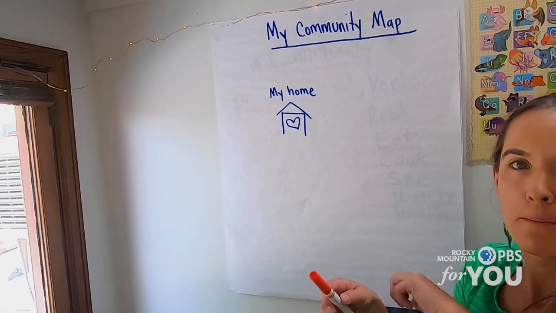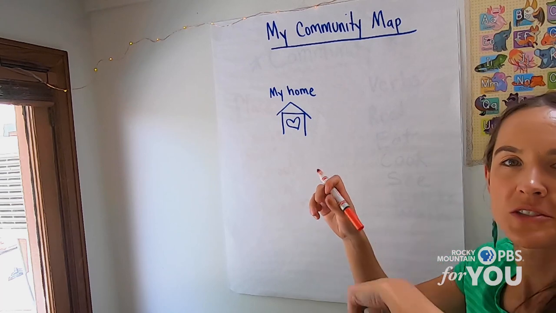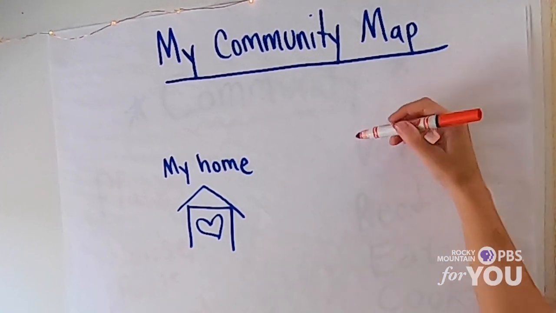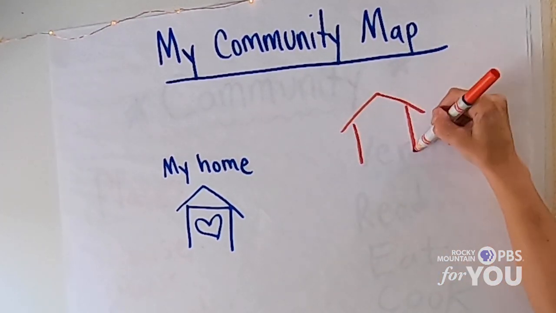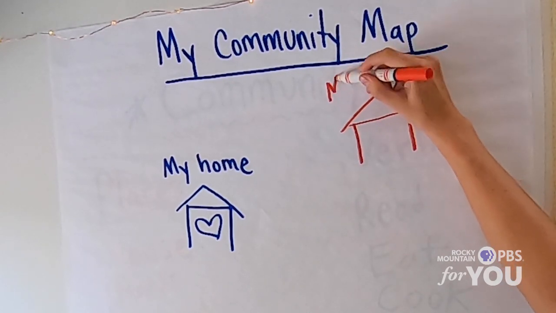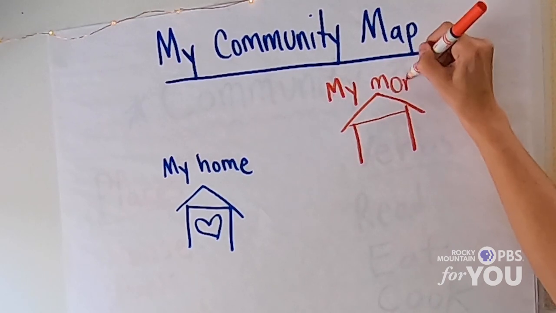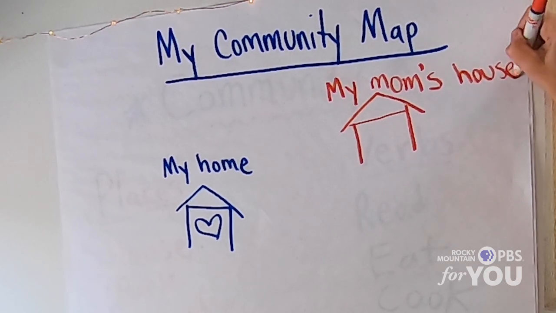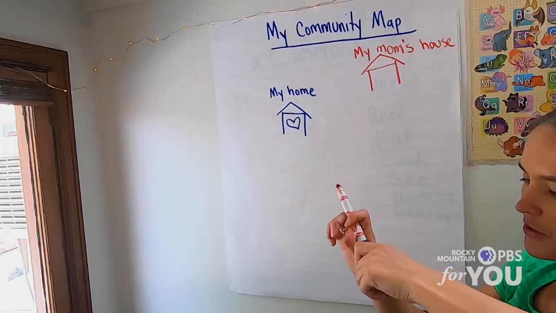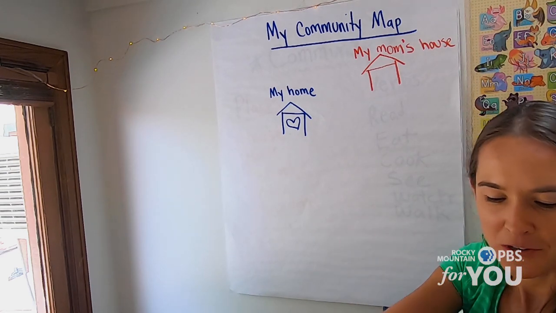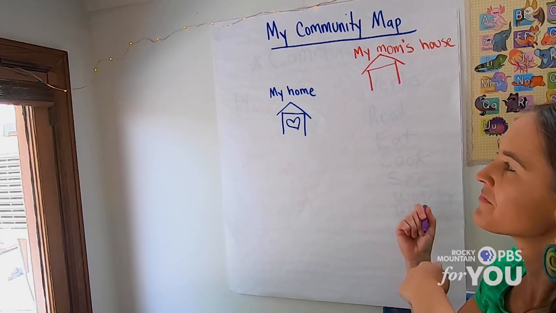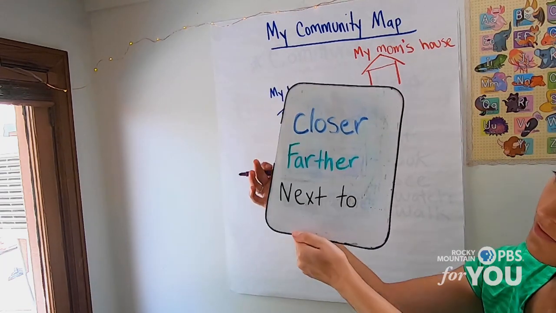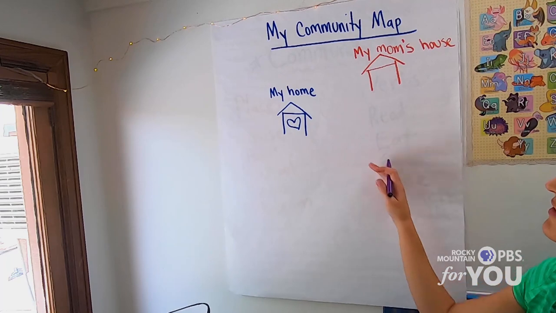I'm going to draw my mom's house next because that's also an important place to me. My mom's house is close to my house. It's about 10 minutes away. Okay, I'm going to write my mom's, don't forget that apostrophe because it's hers, my mom's house is close to my house. Okay, what else did we see on my tour? Oh, that's right. The zoo is farther from my house. The zoo is farther from my house than my mom's.